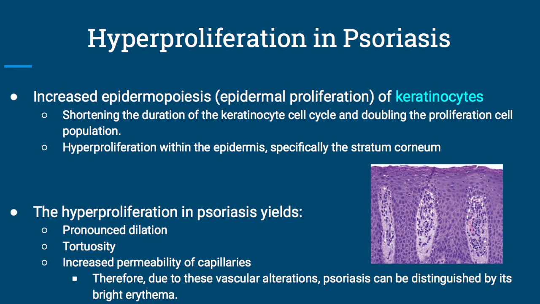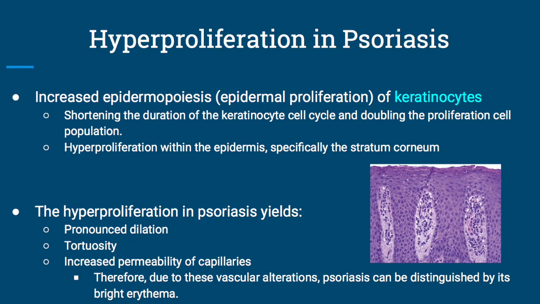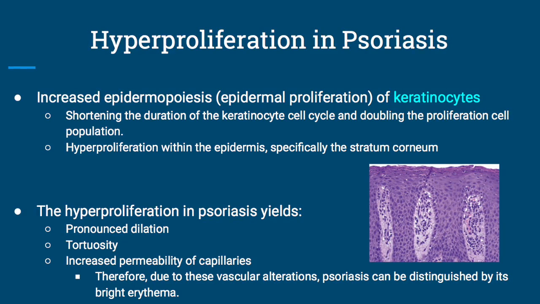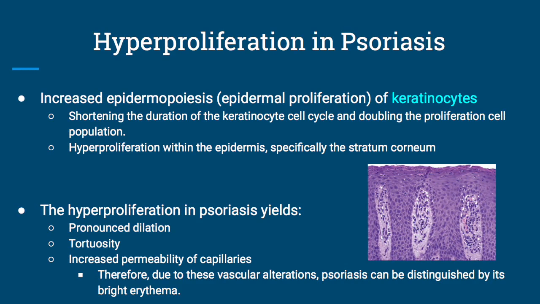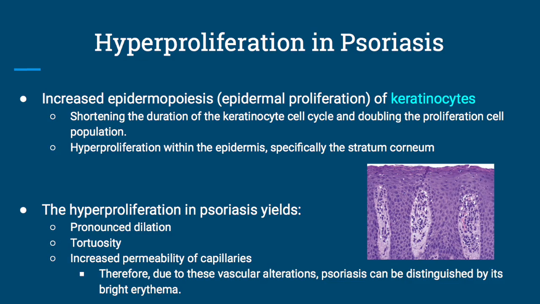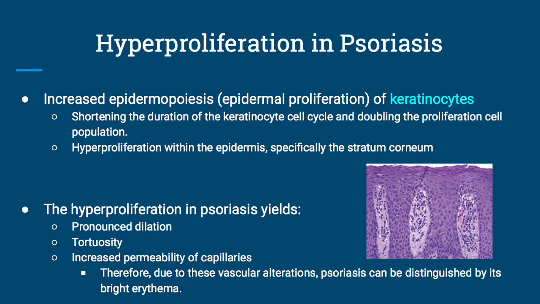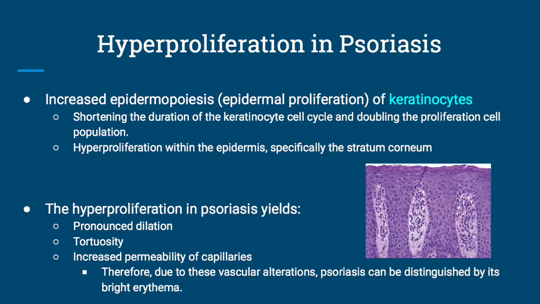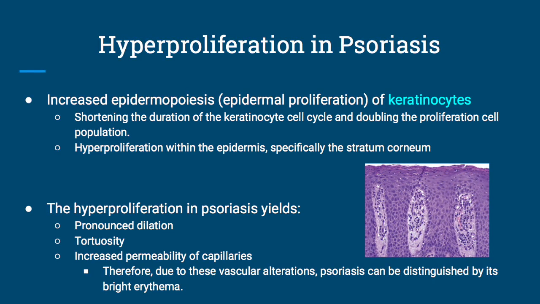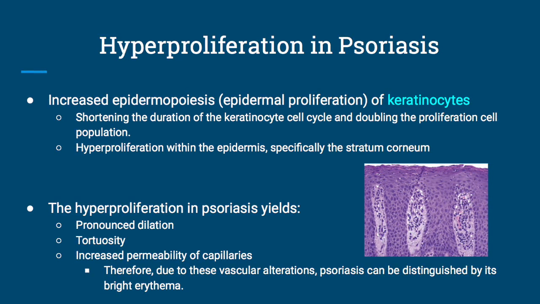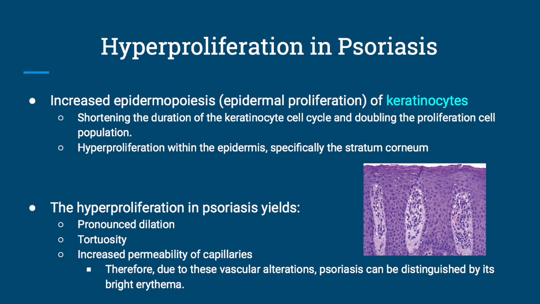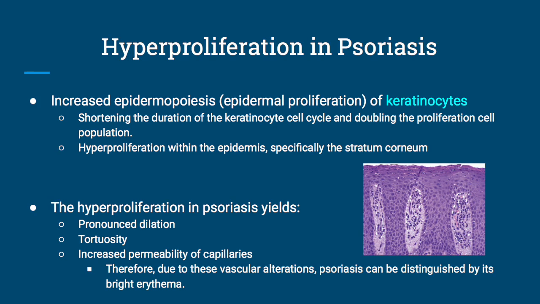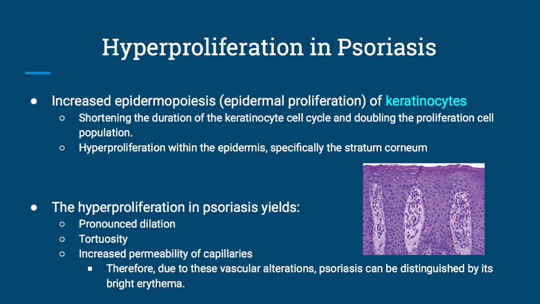With the cell cycle, you have a shortening in the duration of the actual keratinocyte cell cycle, and then a doubling of the proliferation cell phase. One of the main things that hyperproliferation in psoriasis yields is the increased permeability of the capillaries, which you'll see in the picture. The dilated capillaries is expressed in the dark purple, and this is actually what causes the bright erythema that's seen in psoriasis patients. It's because of the increased blood flow and the vascular alterations.